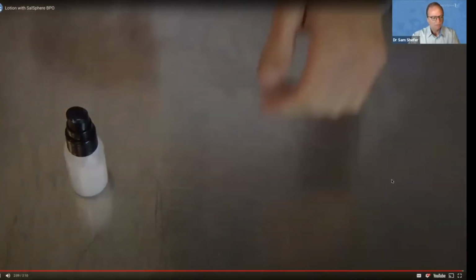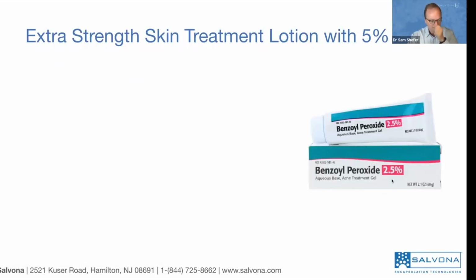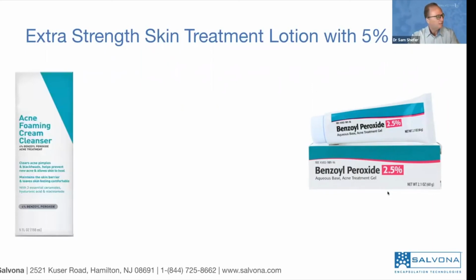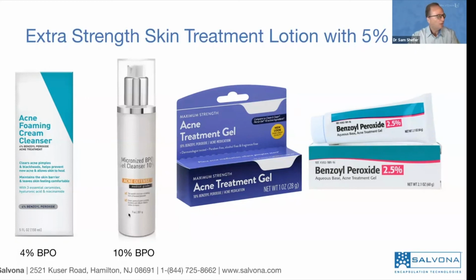Thank you, Brian. I hope you learned how to make a lotion with 5%. Other products using such technologies, you can see from a level of 2.5%. Then some others are using an acne foaming cleanser with 4%. Other products are using 10% of benzoyl peroxide, and they're also available in a lotion form, and they call it either micronized or other form. Of course, I cannot put the labels of the brand without permission.